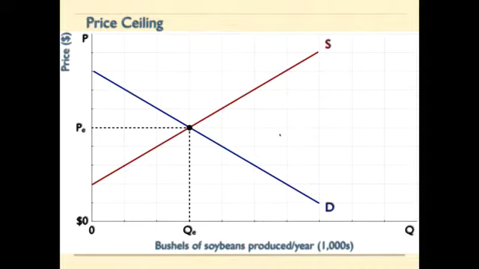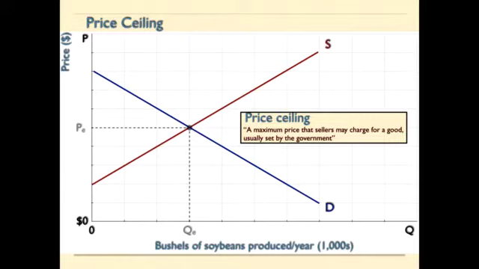As I said previously, the price ceiling is going to be below the equilibrium price. So we are going to, as a reminder, we have the price ceiling, a maximum price that sellers may charge for a good. So we set the price ceiling at this amount here.